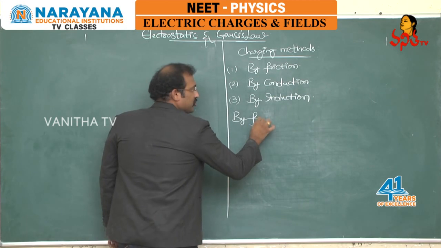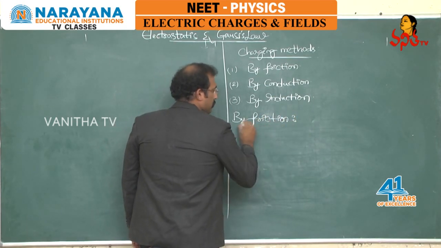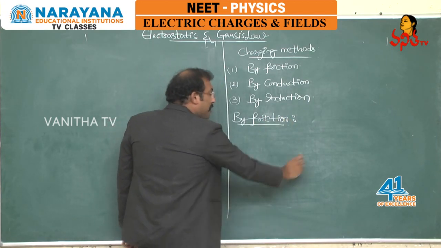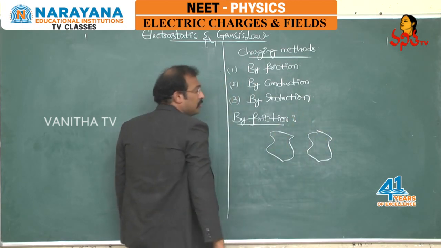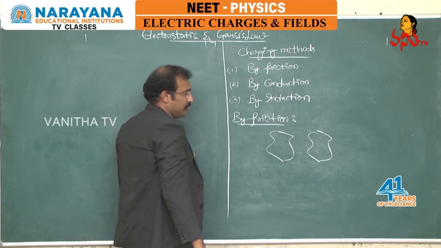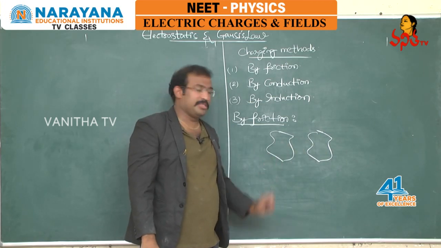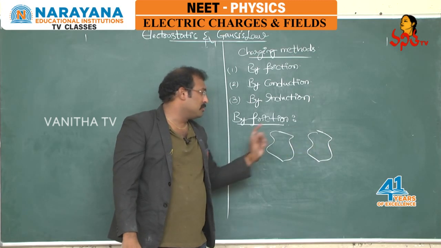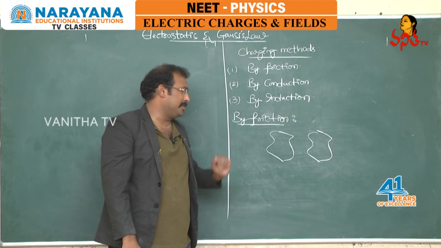By friction. Now, when two bodies are taken and rubbed against each other, the transfer of charges will take place. This method of charging the bodies is called charging by friction or frictional method.